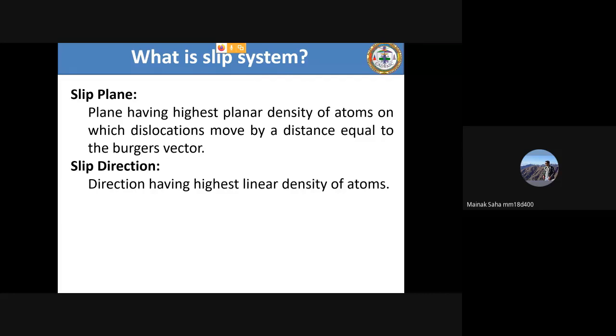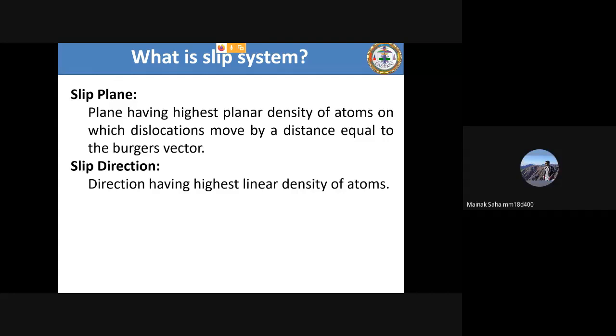Now, when the dislocations move on the slip plane, they cannot move by random distances because we are talking of crystalline materials. So definitely there has to be some basis. The minimum translational vector associated with the movement of dislocations on the slip plane in the slip direction, that is, the minimum distance by which dislocations can move on the slip plane in the slip direction, is termed the Burgers vector, right? Got it? Yes. Okay.